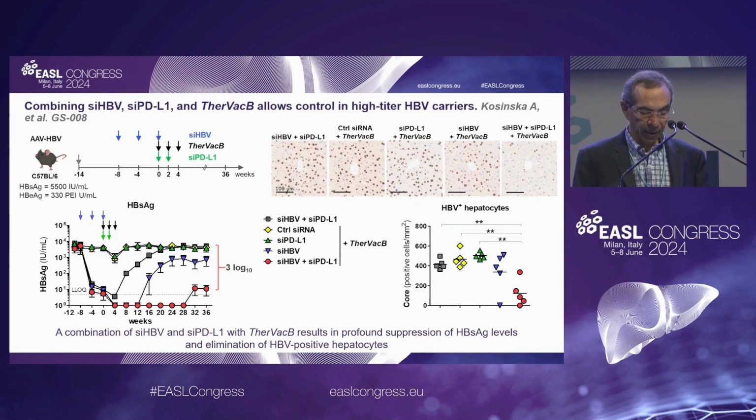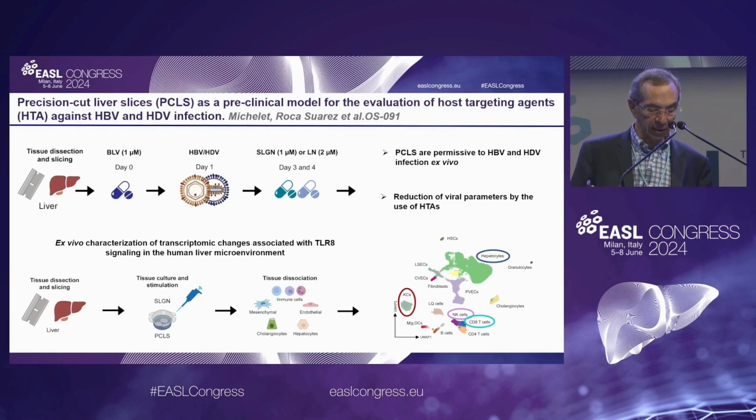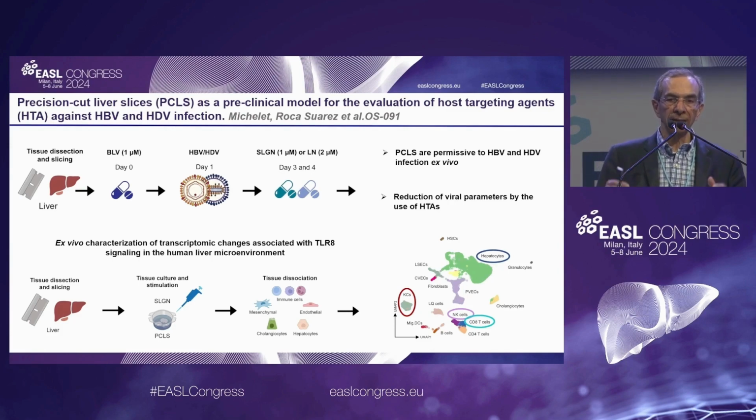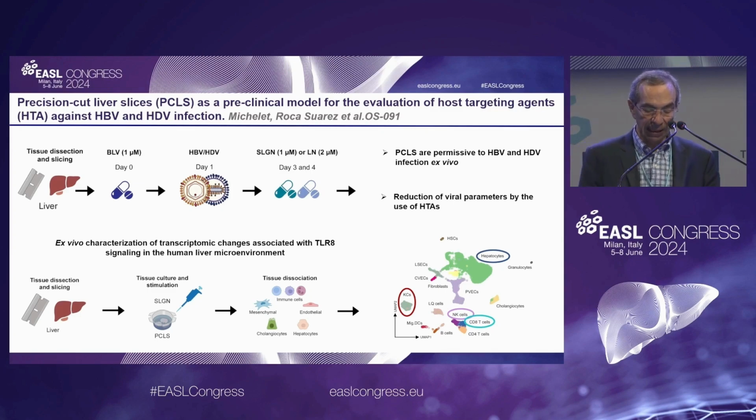we see that in the clinical studies with other compounds this approach, this concept, may be highly relevant in patients. Another presentation was done by Dr. Roca Suarez and colleagues, who showed that precision cut liver slices, PCLS, is a very interesting preclinical model as it preserves the liver lobule architecture and the liver microenvironment, and they showed that the PCLS are permissive to HBV and HDV infection ex vivo, and that this model is particularly relevant to investigate host-targeting agents such as Bulevirtide and selgantolimod as a proof of concept. So this model may be interesting in the future to assess novel therapeutic approaches.